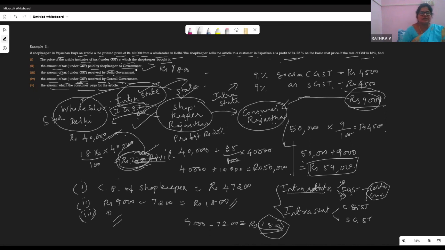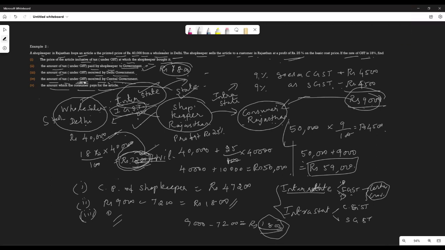This may be half payment to the state government and half to the Delhi government. The question does not mention it. So what I understand, sir, is that for IGST only, the answer is 7,200. The question should be how much tax is paid to the central government under IGST. That will be rupees 7,200.